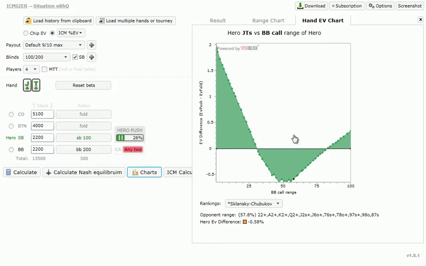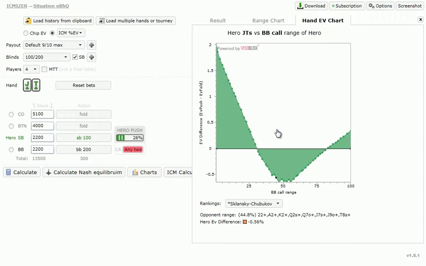So this is a certain type of shape where EV goes down, reaches 0, goes below 0, but then starts to go up, and sometimes it will reach 0 again and go up more than 0, become positive against wider ranges, and sometimes not.